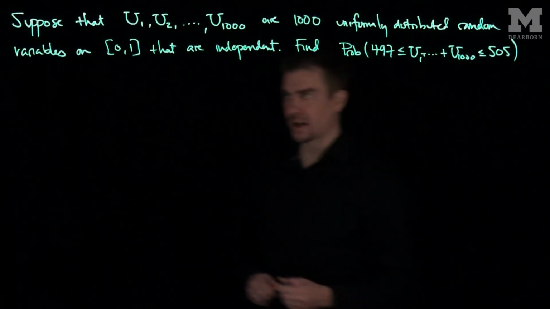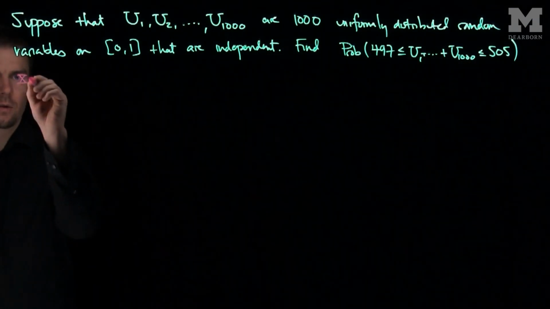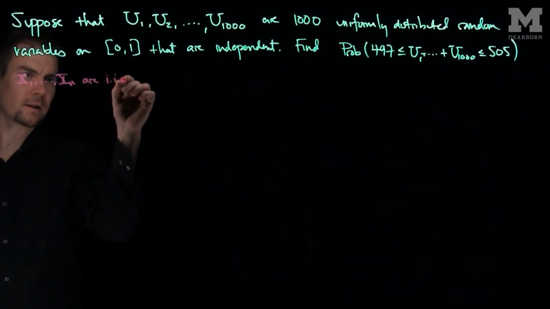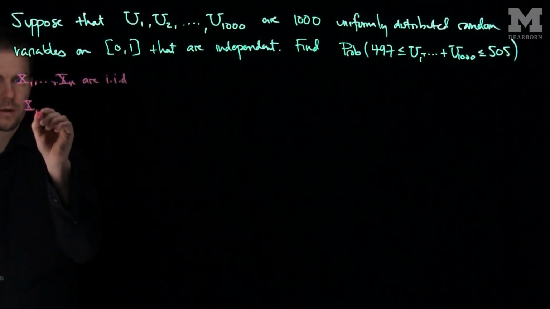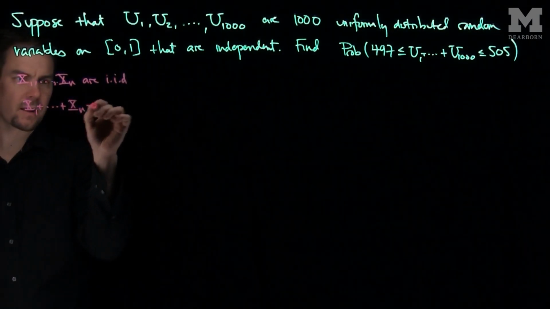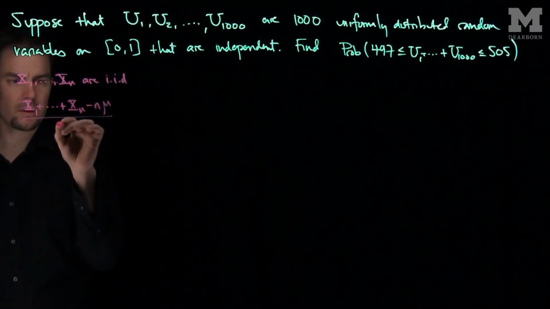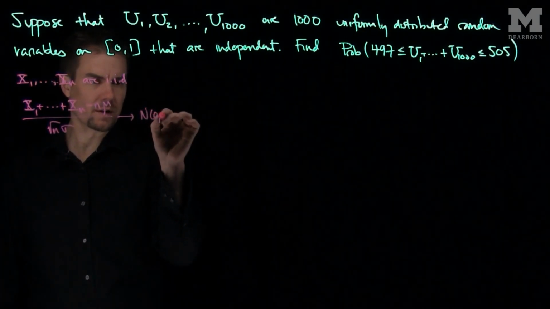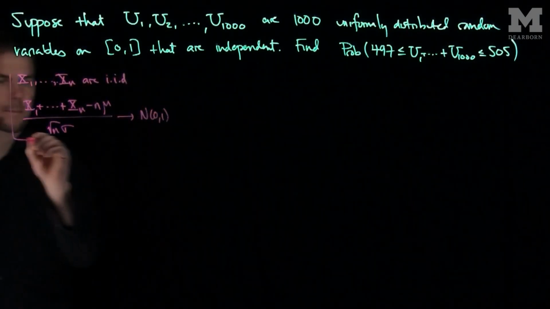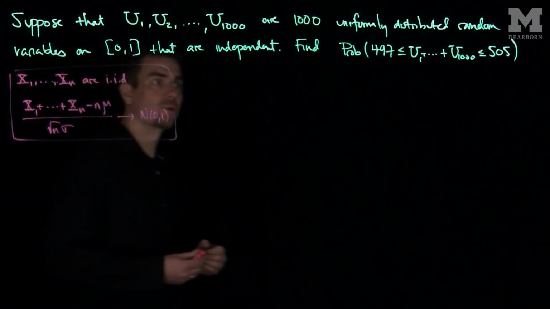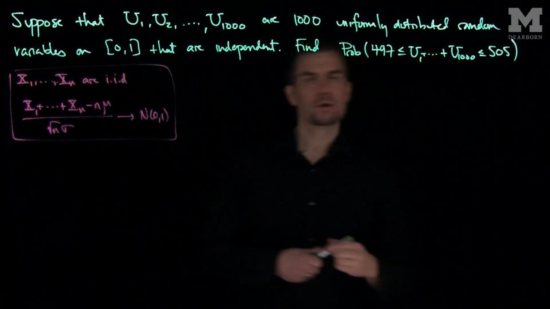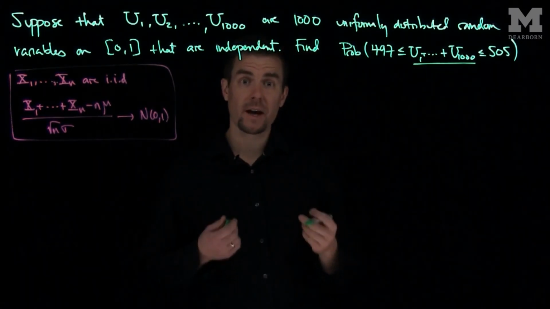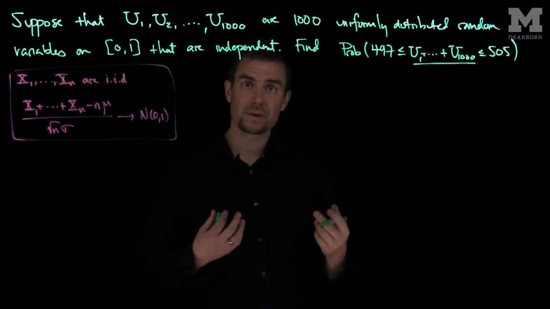The central limit theorem states that if X1, ..., Xn are IID, identically distributed and independent, then X1 plus ... plus Xn minus n mu, where mu is the common mean, over root n sigma, converges to a normal 0, 1 distribution. That's our central limit theorem, and so we're going to apply this. I can change this into a central limit theorem problem by taking this random variable on the inside and subtracting off n copies of the mean and dividing by square root of n times the standard deviation.